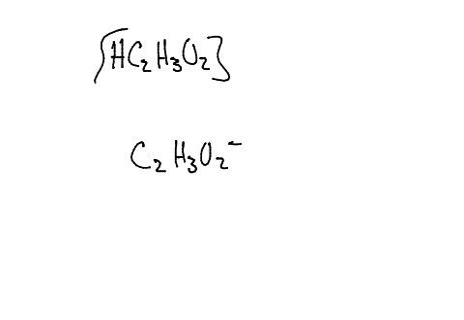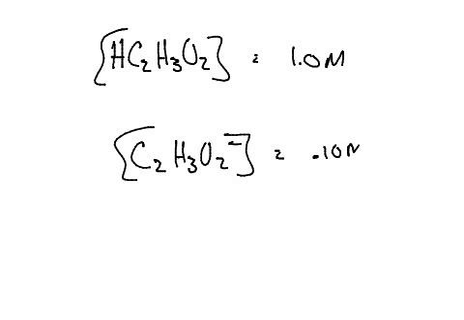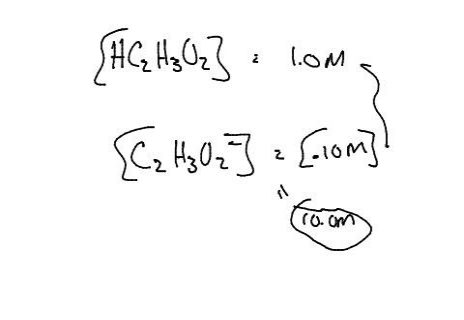So if this concentration is 1 molar, this concentration could be, say, 0.1 molar, a tenth of that. They're within a factor of 10. Or conversely, it could also be 10 molar. So it has a range of molarities. And if you have a significant quantity of both partners, then it is a buffer.